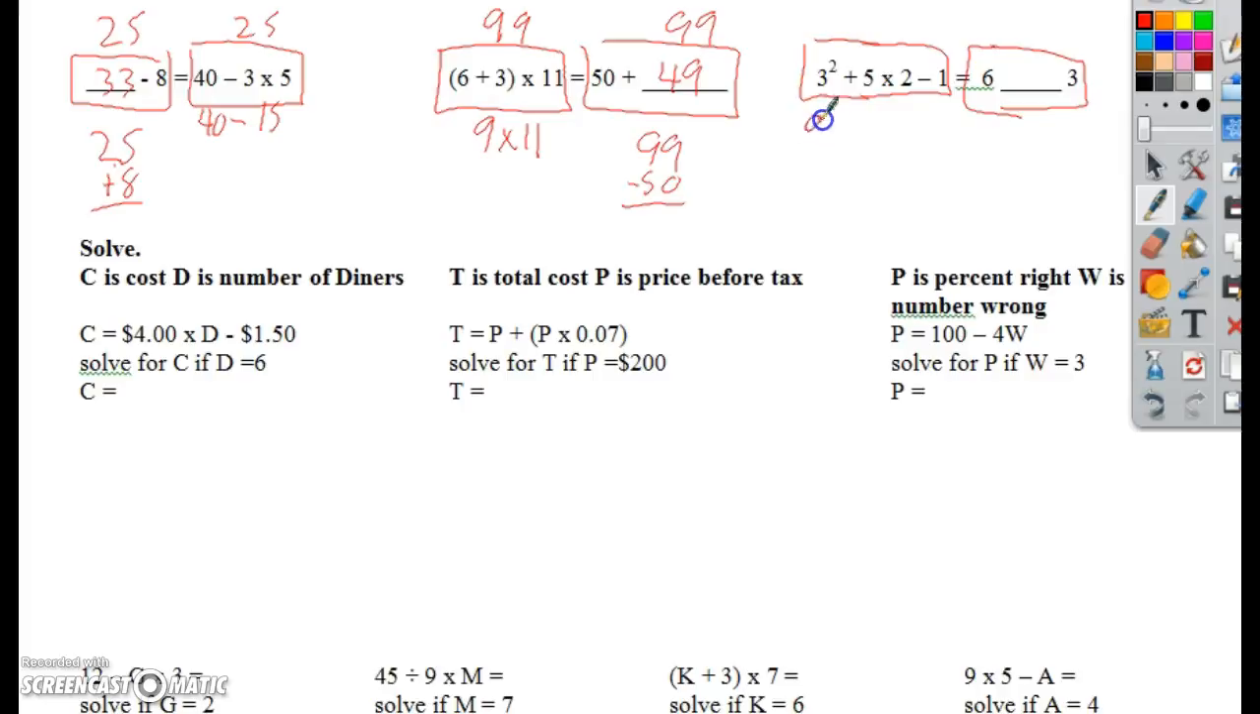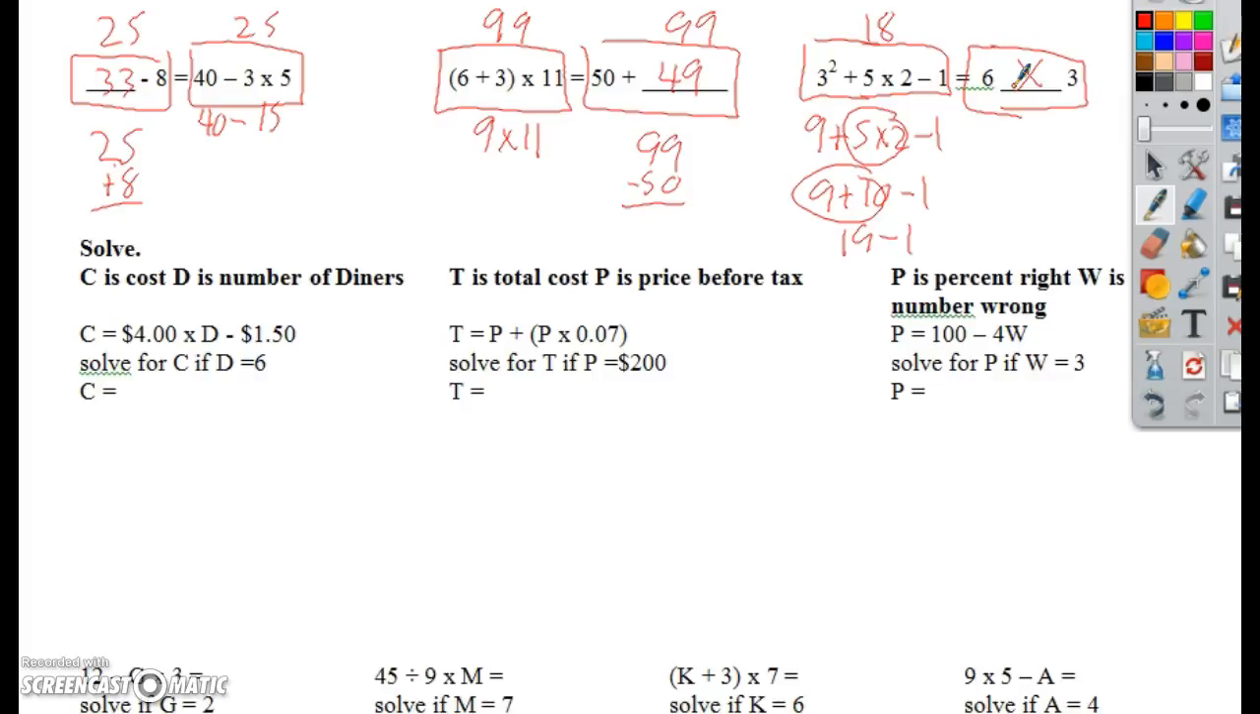Parentheses, exponents, yep. So 9 plus 5 times 2 minus 1. Next I'm multiplying. 9 plus 10 minus 1. 9 plus 10 is 19. Minus 1 gets me to 18. And that will give me 6 times 3.